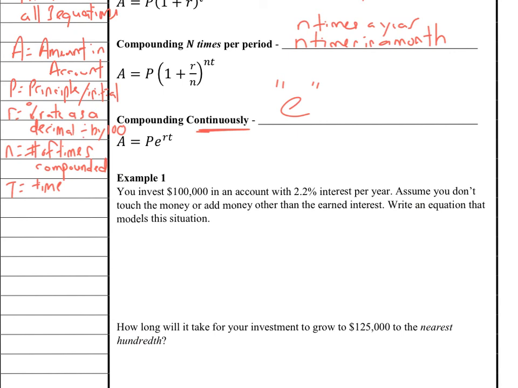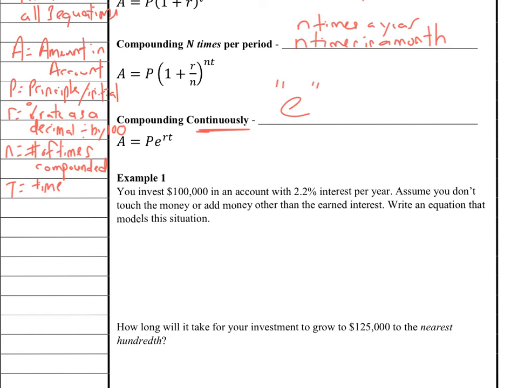Okay, so let's jump into actually doing some work here. I spent 10 minutes trying to figure out how to get this thing to work right. You invest $100,000 in an account with 2.2% interest per year. Assume you don't touch the money or add money other than the earned interest. Write an equation that models the situation. So right away you have to ask yourself, is this once per period, n times per period, or am I compounding continuously?